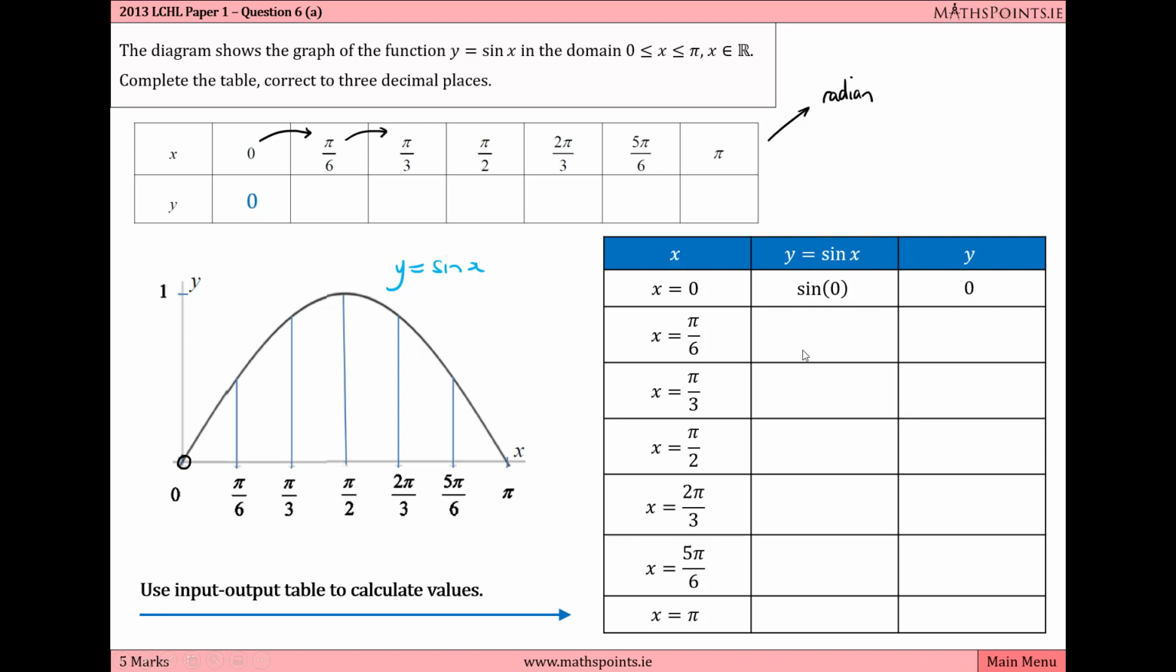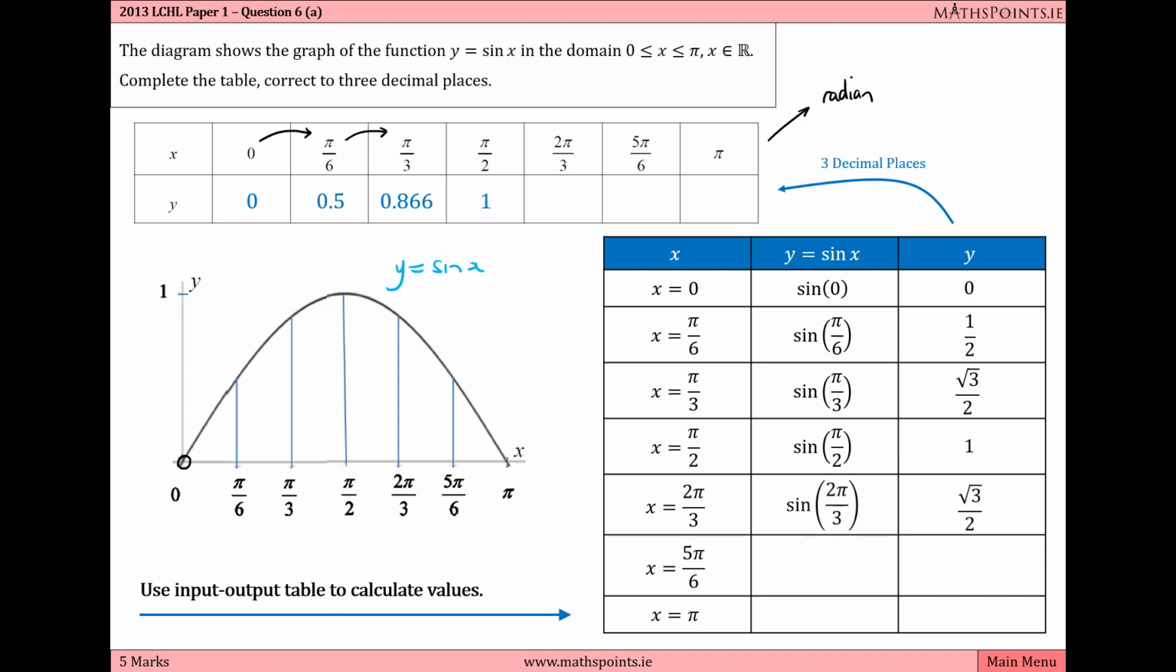When x is equal to pi over 6, y is equal to the sin of pi over 6, which is equal to a half, and we add that to our table. And as I add them to the table, I'm just making sure that they're in decimals. When x equals pi over 3, y is sin of pi over 3, which is equal to root 3 over 2. And root 3 over 2 to 3 decimal places is 0.866. When x is pi over 2, y is the sin of pi over 2, which is 1. When x is 2 pi over 3, y is the sin of 2 pi over 3, which is root 3 over 2, which again is the decimal 0.866.